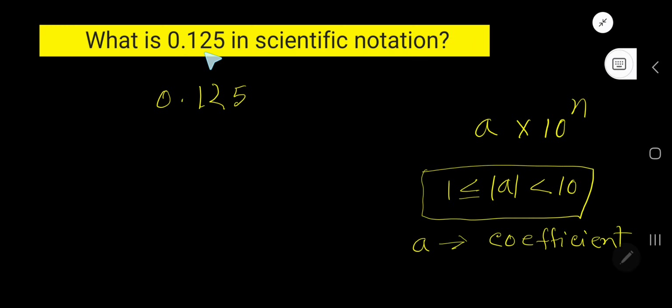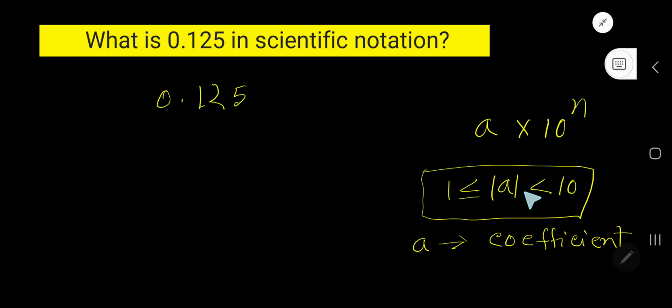What is 0.125 in scientific notation? To write the decimal number 0.125 in scientific notation, we will follow this scientific notation formula: a times 10 raised to the power n.